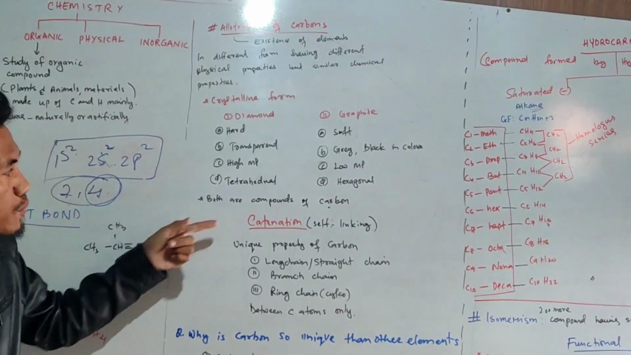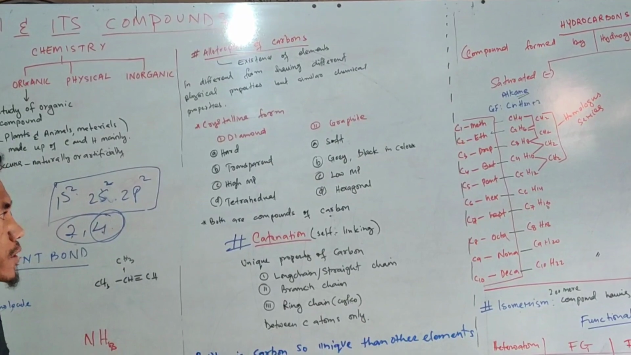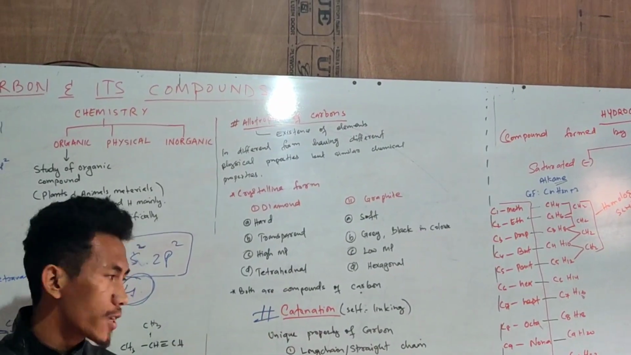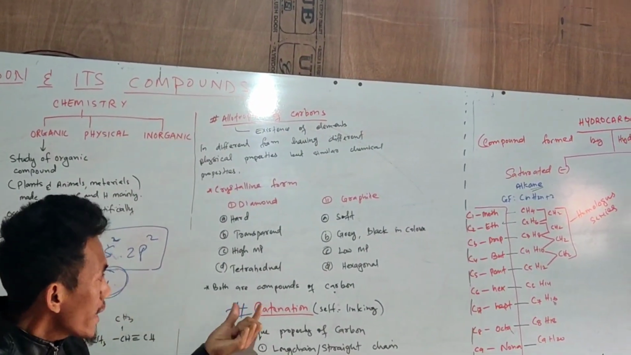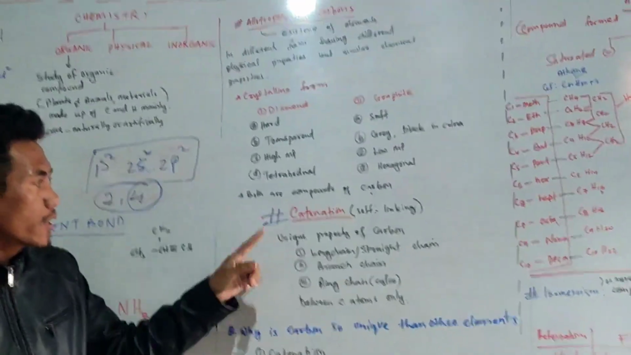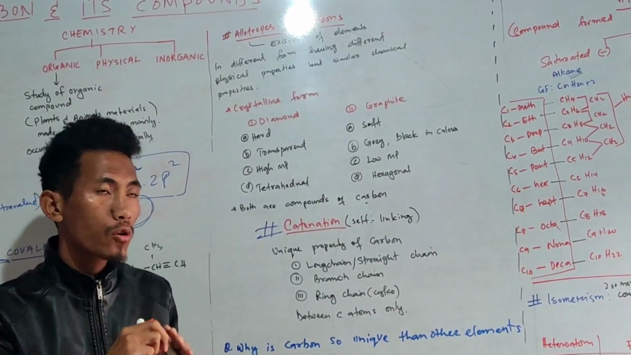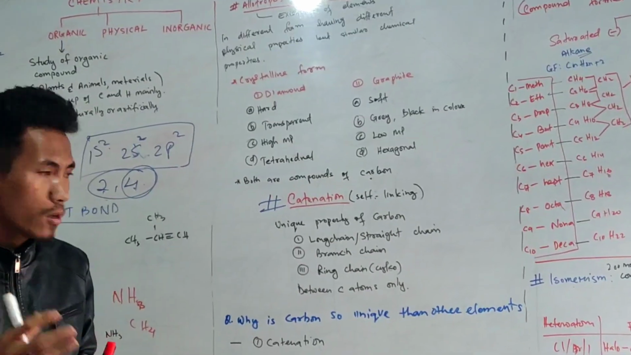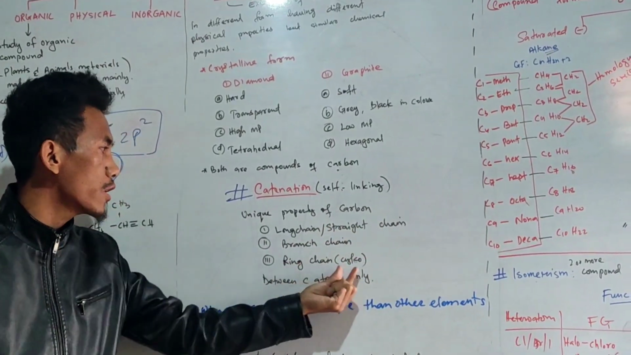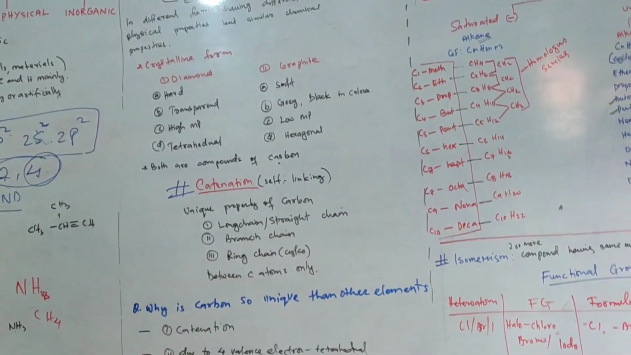Now, let's move to the next point, that is catenation. Catenation means self-linking. Catenation is a unique property of carbon. It means the ability of carbon to form branched chains, straight chains, or ring chains, between carbon atoms only, not with other elements.